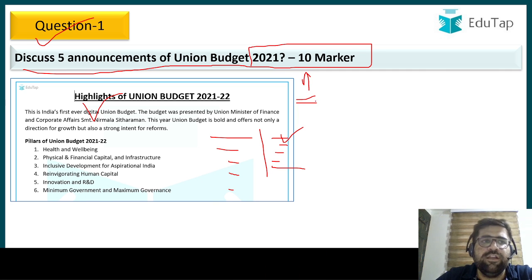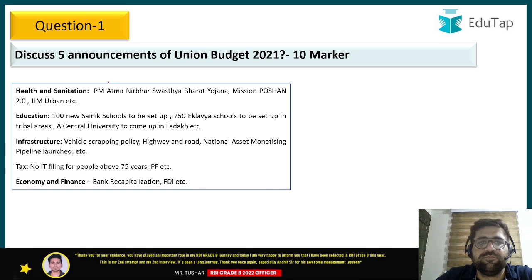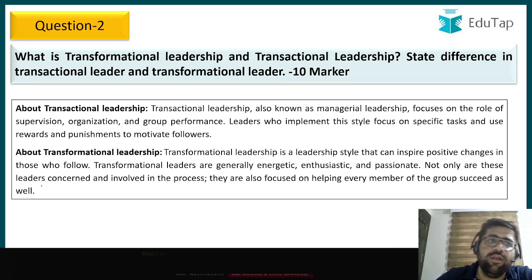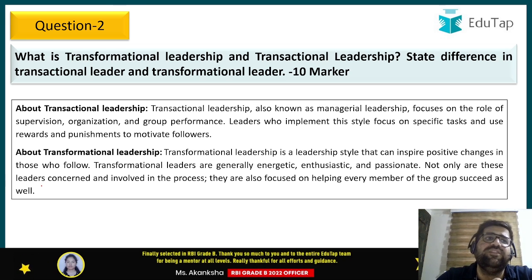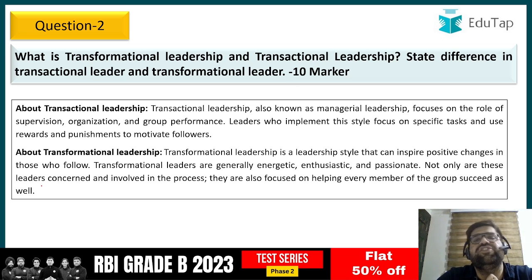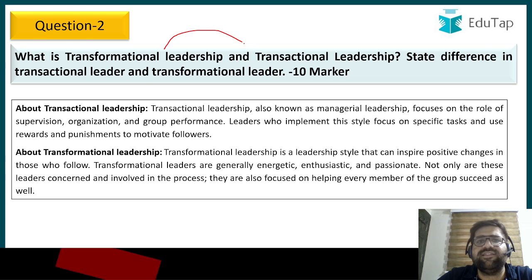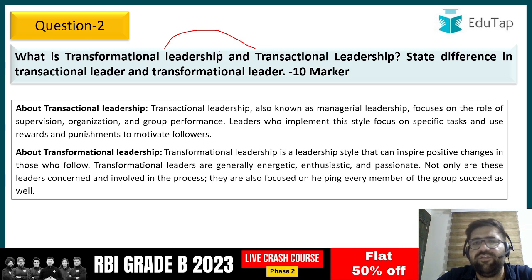Question number 2. This is regarding a kind of model answer which we are providing to you. What is a transformational leader and a transactional leader? State the difference between transactional leader and transformational leader. Again, a very easy question. I hope you agree with me, because the concept of transformational leader and transactional leader is directly given in your notification in very bold language.